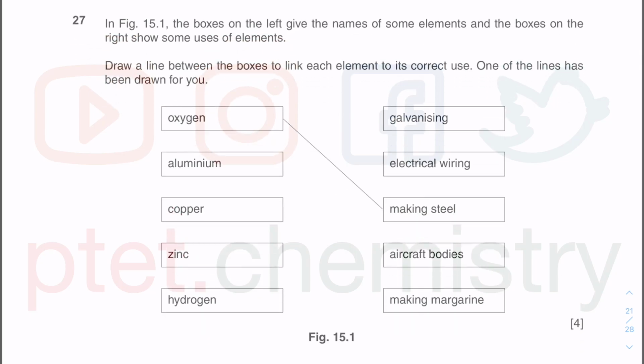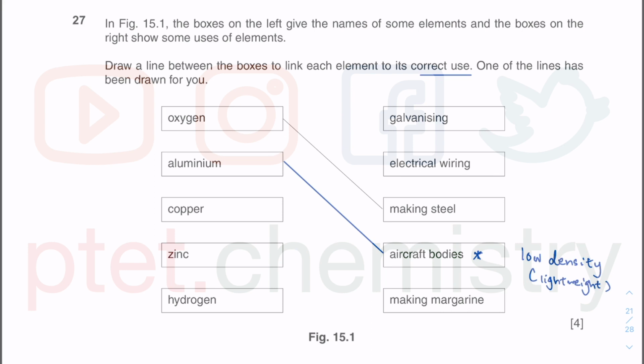Next question, this is about drawing a line again to link each element with its correct use. Oxygen is used to make steel because you need to combine the iron with the pure oxygen, and then you will add in some carbon to make the stainless steel and stuff. Aluminium in the previous question was used to make a food container because it's corrosion resistant. In the context here, for aircraft body, it is because of its low density, meaning it's lightweight. You don't want your aeroplane to be very heavy because it will cost you a lot of money to pay for the fuel, to pay for the petroleum.